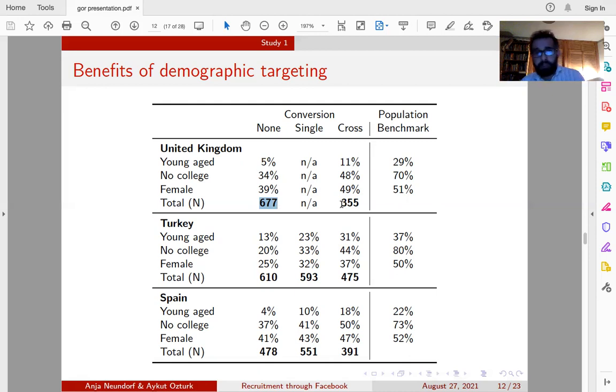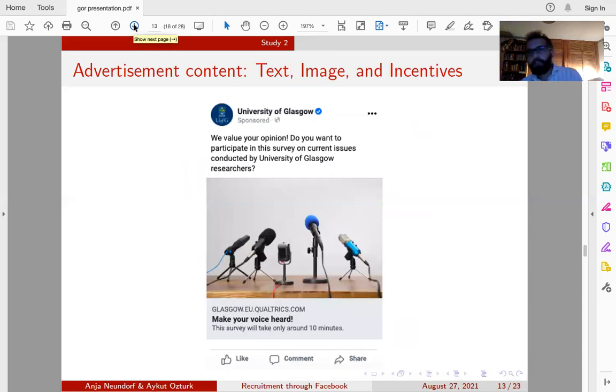On the other hand, the more targeting you do, your samples tend to be a bit smaller, but significantly more balanced compared to non-targeting or single targeting. So for example, compare here, in Turkey, young people form only 13% of your sample, as opposed to 31% when you use cross-targeting, much closer to the population benchmark. The same again in Spain: with more targeting, you get smaller samples, but samples that are much closer to the population benchmark in terms of demographic properties. So the conclusion here is that conversion and specific demographic cross-targeting work best.